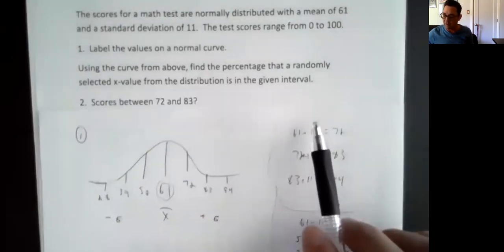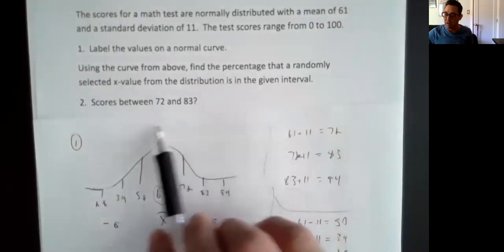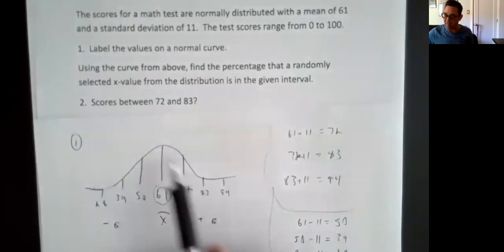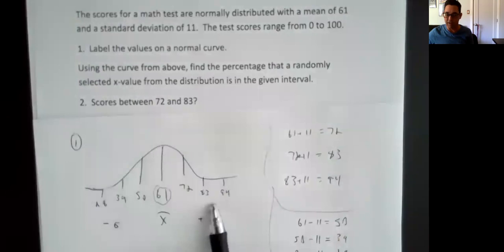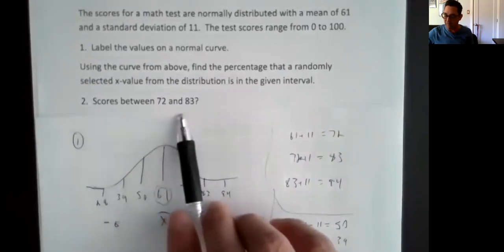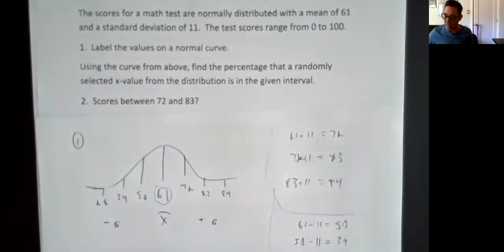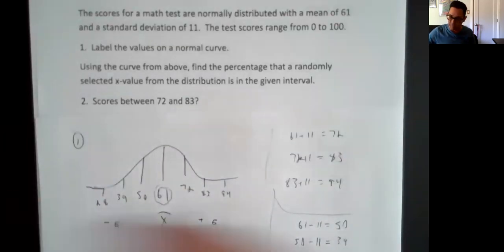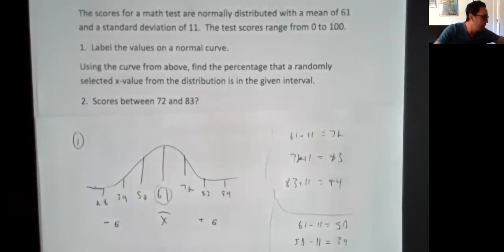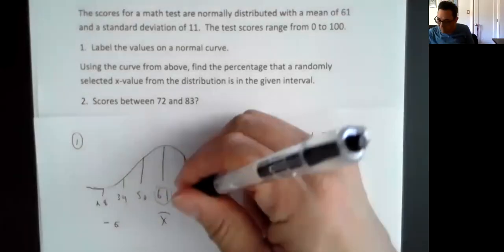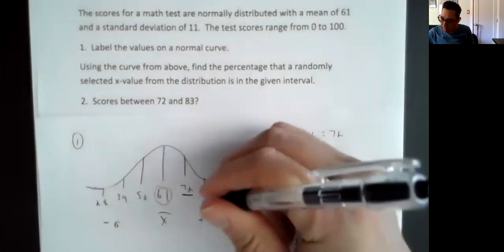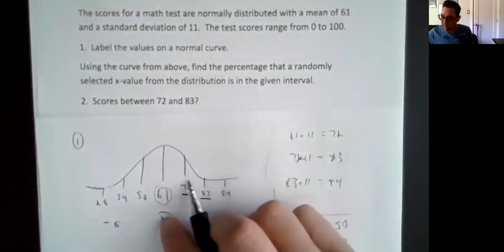Now, what does that mean? These are given interval. We want to know what percent of the class, if this is how the scores broke down, has scores between 72 and 83. Now, luckily, 72, I'll just underline it once. Right, 72 is here, and 83 is here. So it's between, it's this range here.